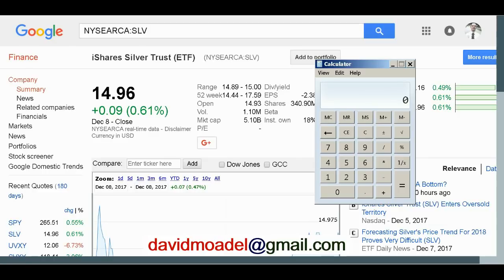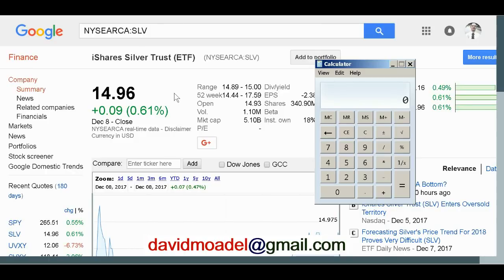Just as an example, I'm on Google Finance right now, and I'm looking at SLV, which is the iShares Silver Trust. It tracks the price of silver, and let's say right now it's $14.96 per share. Let's say that's where you bought it. First, you could set your profit target. That's going to be a price above $14.96, and that's where you're going to sell it if the price goes up.